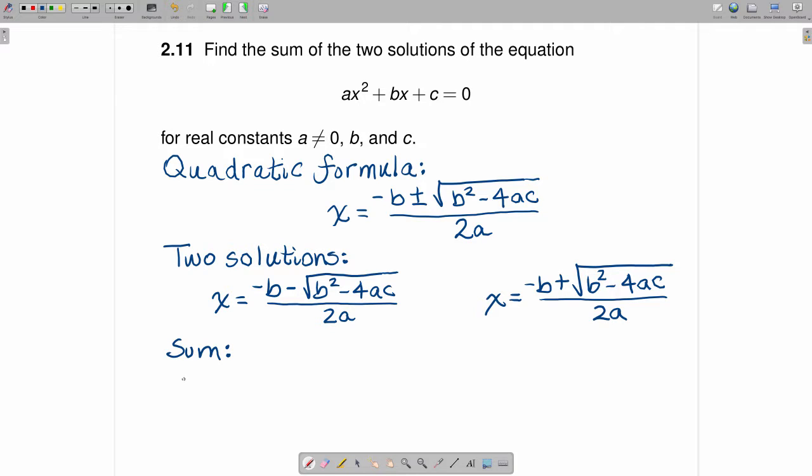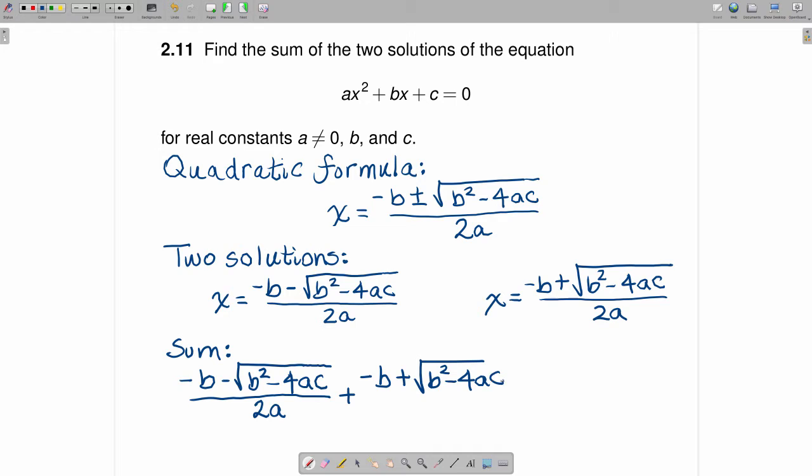of those two solutions will be the first one, which is negative b minus the square root of b squared minus 4ac divided by 2a, plus the second solution, which is over here, and that is negative b plus the square root of b squared minus 4ac divided by 2a. Well, fortunately, in adding these two things, we have the same common denominator.